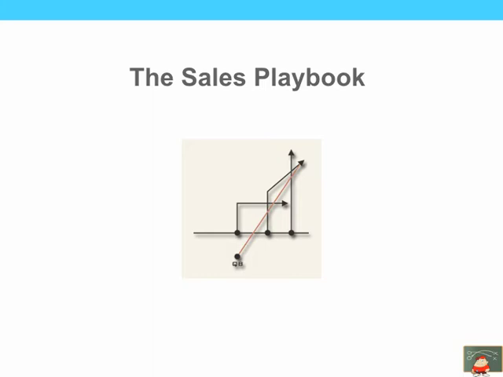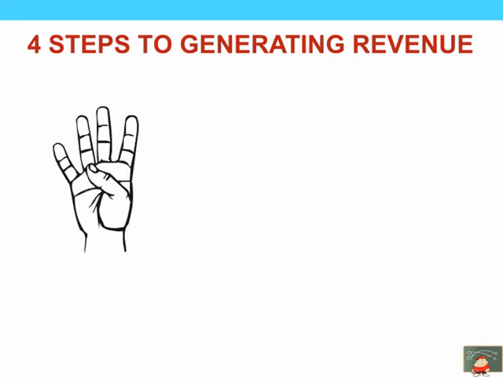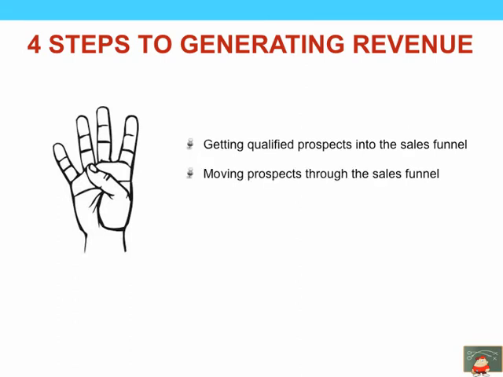The Sales Playbook is designed to share concepts and ideas to help you with your sales efforts. In the last episode of the Sales Playbook, I talked about getting qualified prospects into the sales funnel. This was step one of the 4 key steps for generating revenue. As a review, they are getting qualified prospects into the sales funnel, move the prospects through the sales funnel, get repeat business from current clients or customers, and be masterful at asking for and receiving great referrals.